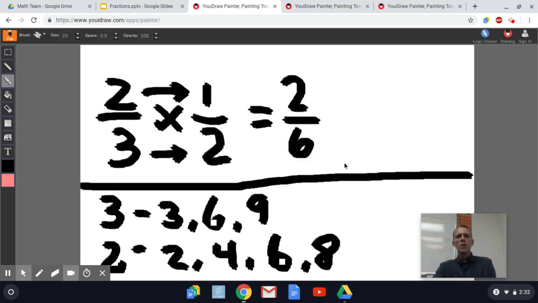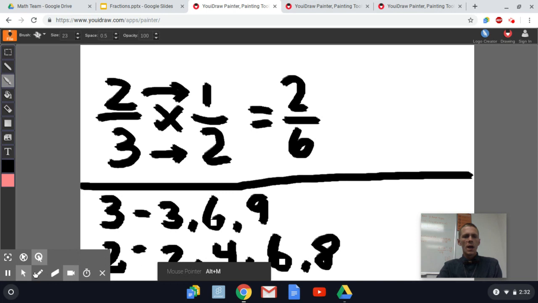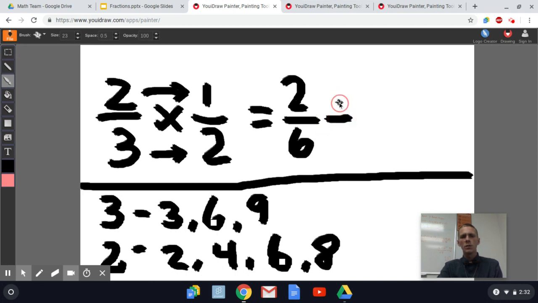Now, if you look at 2 and 6, that will not be your final answer because you have to reduce it. So 2 and 6, what numbers does 2 and 6 share? Well, let's take a look. Here at the bottom, this is actually for the next slide, so sorry about that. 2 and 6 share the common number of 2. So what we're going to do is divide 2 by 2 to get 1, and 6 by 2 to get 3. So 2/6 would reduce down to 1/3.